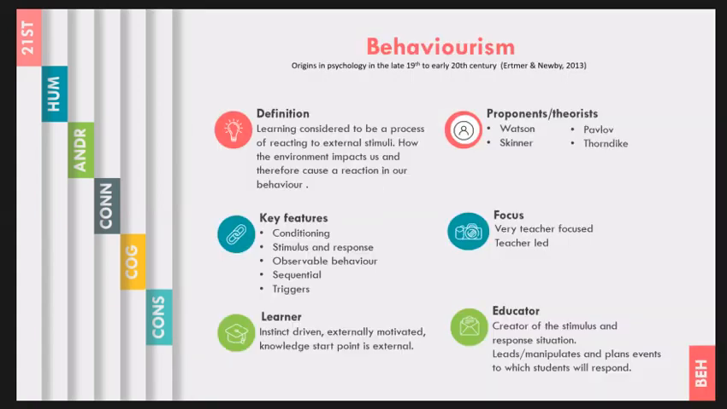The first learning theory we'll be looking at is behaviorism, which has its origins in psychology in the late 19th and early 20th century. Behaviorism for me is what I spoke about earlier. It's quite a traditional learning theory. When I imagine schooling when I was younger, I feel that was a very behaviorist way of approaching learning. Its focus is on external stimulus. So it's a lot around repetition, so repeating something until it becomes automatic. It's a lot around external stimulus.